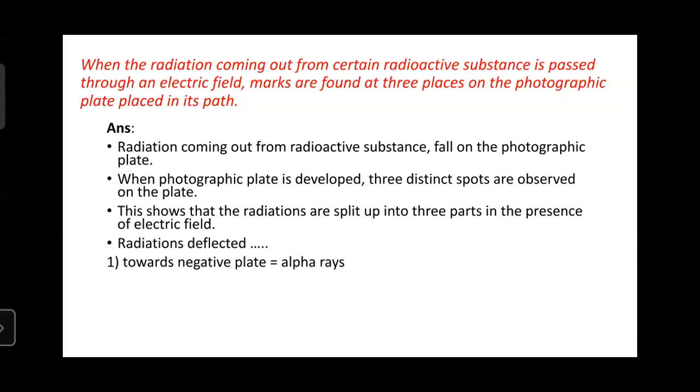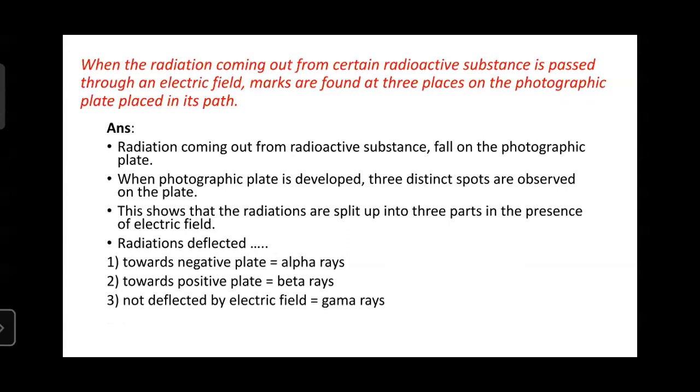Radiations which are deflected towards the negative plate are called alpha rays. Radiations which are deflected towards the positive plate are called beta rays, and the radiations which are not deflected by the electric field are called gamma rays.